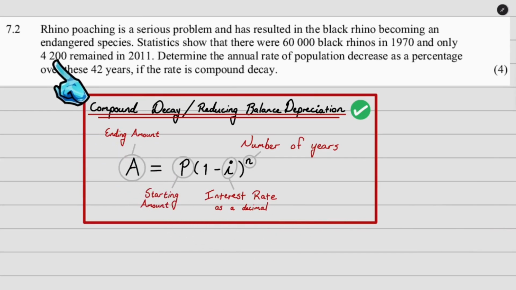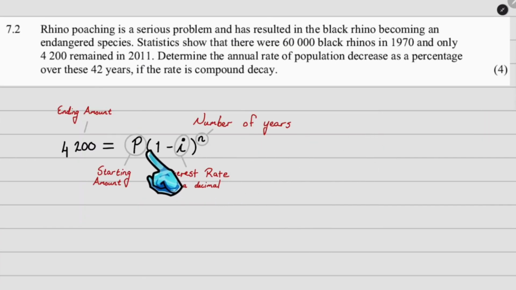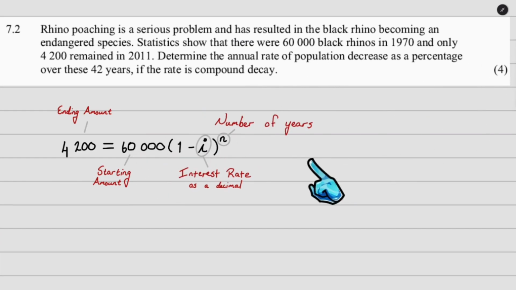Our ending amount, we ended with 4,200 rhinos, so that's going to go into A's place. P, the starting amount, we started with 60,000 rhinos, so that's going to go into P's place. The interest rate is what we've been asked to determine. The annual rate, determine the annual rate, so we leave the R there. Then the number of years, there's 42 years involved in this timeline. So I'm going to put 42 inside of N's place. And now I'm going to go on a mission to solve for R.